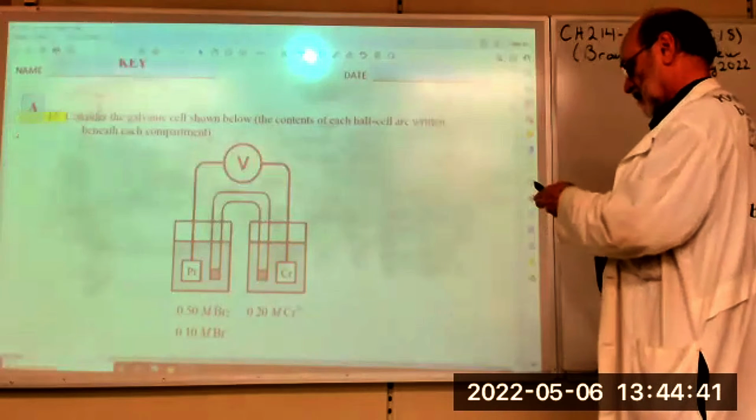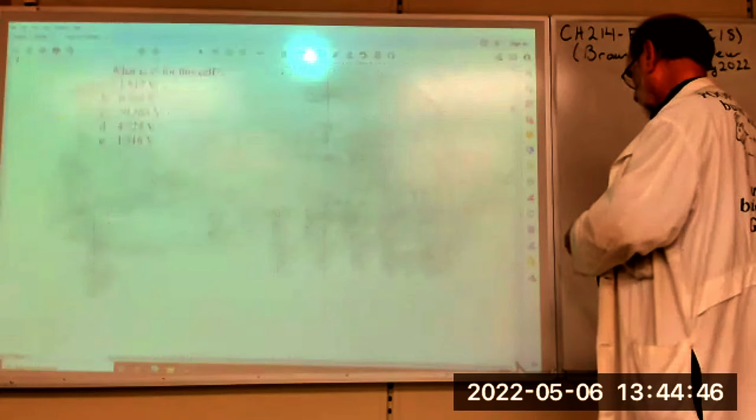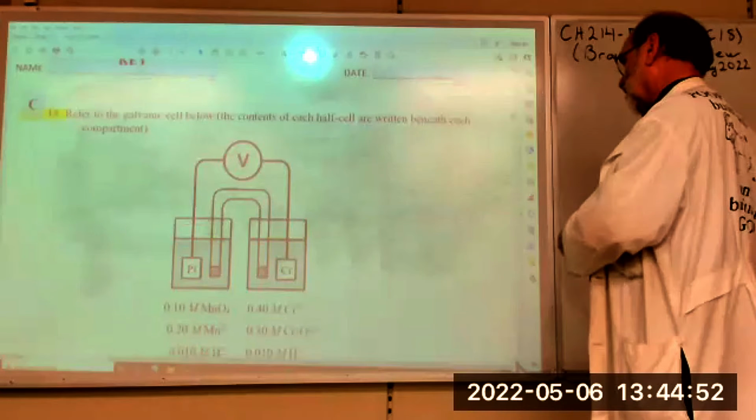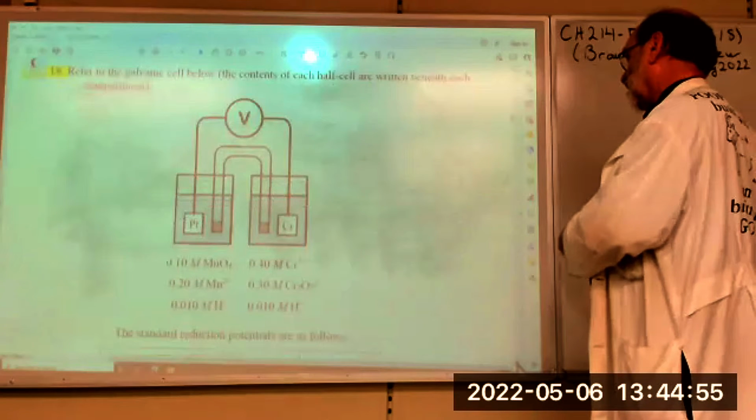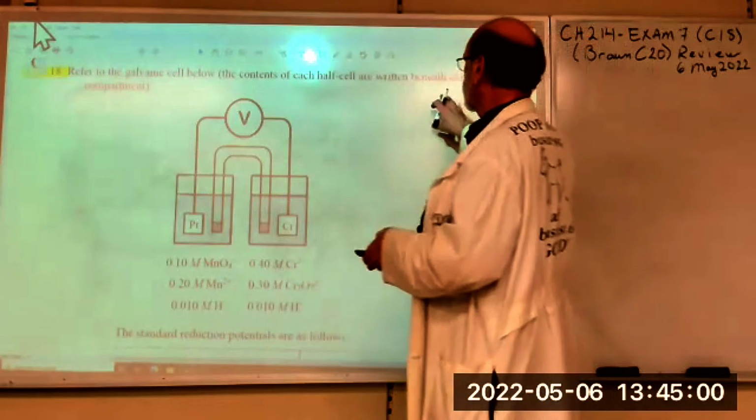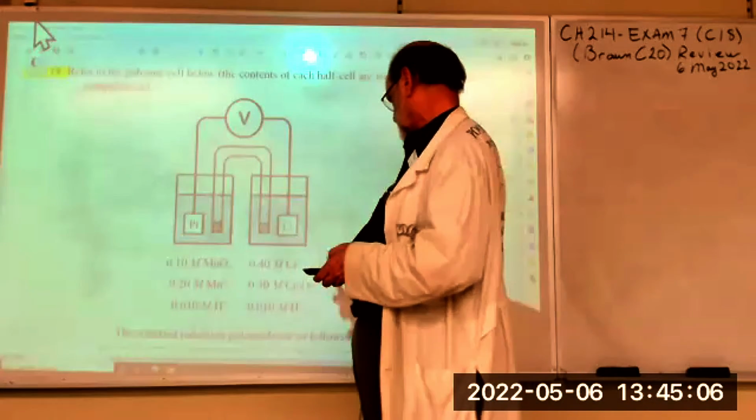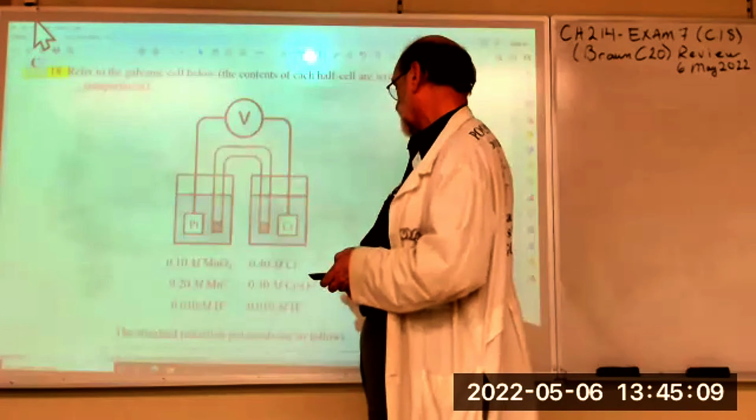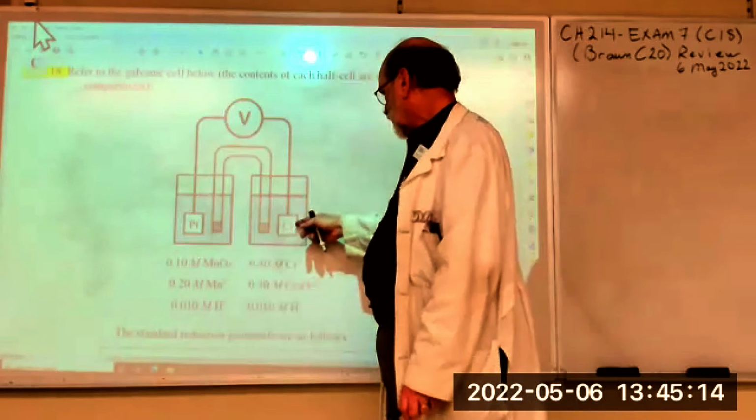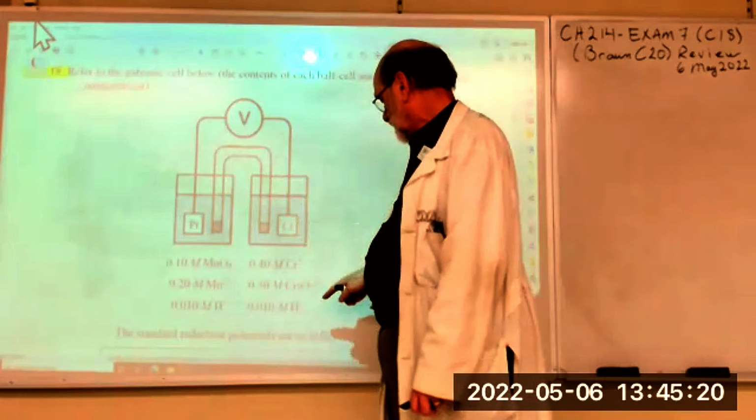All right, so let me go down here and scroll it up. Okay. Galvanic cell below. The contents of each half cell are written beneath each one. Okay. So this is chromium. Is this involved in the reaction? Not necessarily. No, it's not. They're using a chromium electrode simply because it's chromium in solution. But this chromium is not part of the reaction, right?